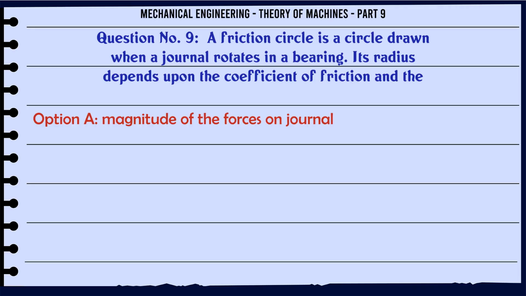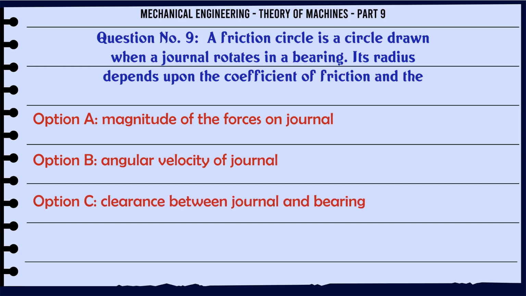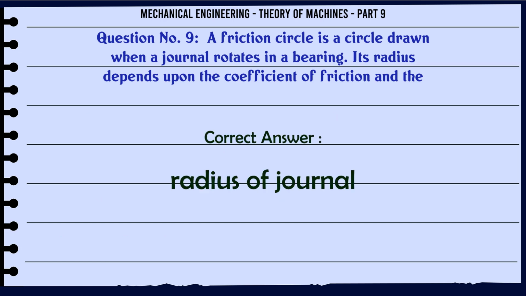A friction circle is a circle drawn when a journal rotates in a bearing. Its radius depends upon the coefficient of friction and the: A. Magnitude of the forces on journal, B. Angular velocity of journal, C. Clearance between journal and bearing, D. Radius of journal. The correct answer is radius of journal.